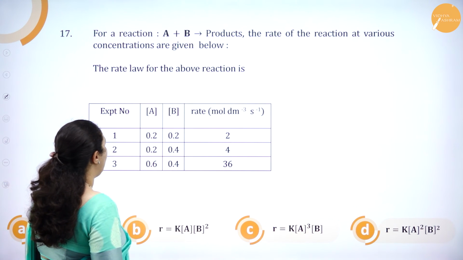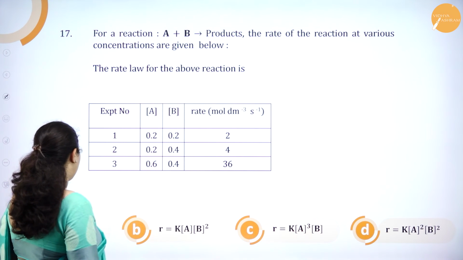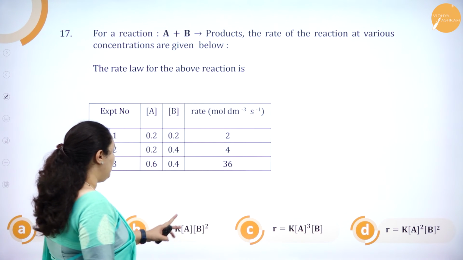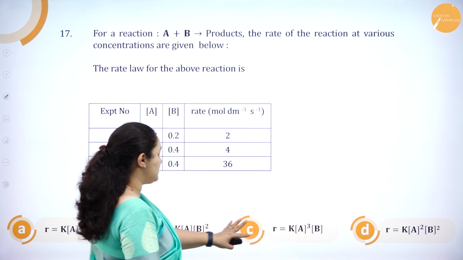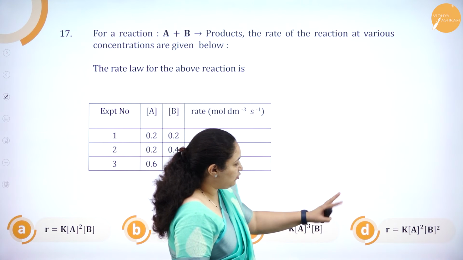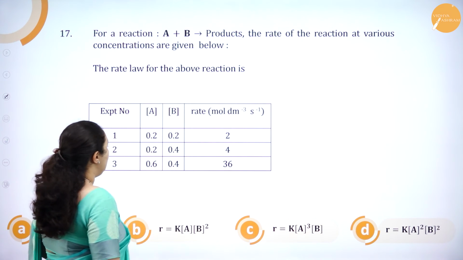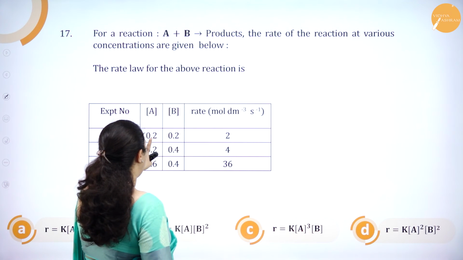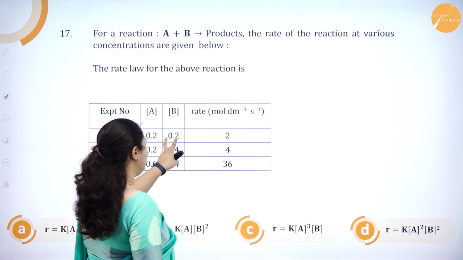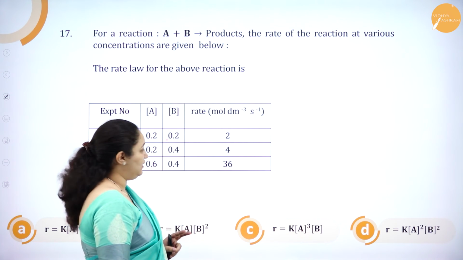The rate law for the above reaction is R = K [A]^2 [B]^1 in one option and [A]^1 [B]^2 in another. Here it is given as [A]^3 [B]^1 and [A]^2 [B]^2. But what are we going to get from the experiment? See, in the first experiment, the molar concentration of A is 0.2, B also is 0.2, and the rate is 2, correct?